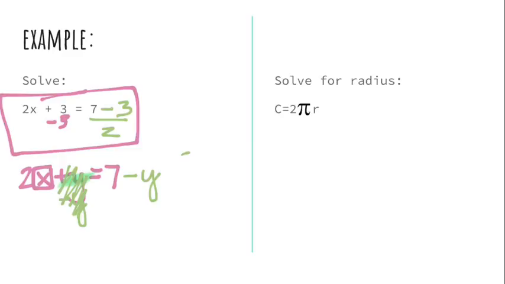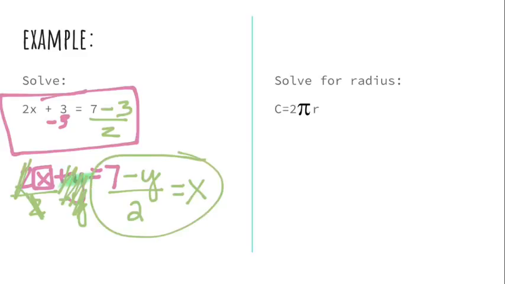I cannot combine these because they are not like terms. Then I have 2 times x, and to get rid of 2, I divide by 2. And so I'm going to divide this whole side by 2. So when I solve this equation for x, I end up getting 7 minus y all over 2. And I have now solved the literal equation with multiple variables in it. I've solved it for one variable.